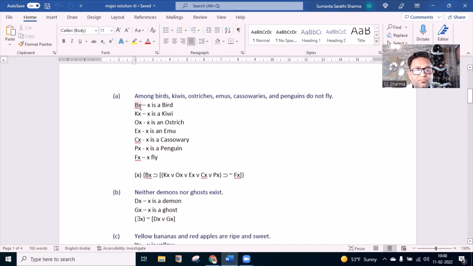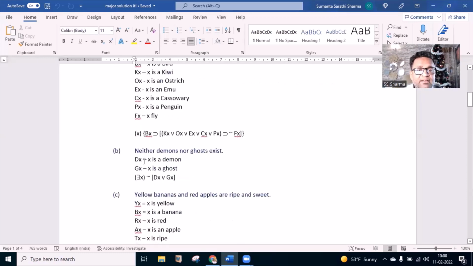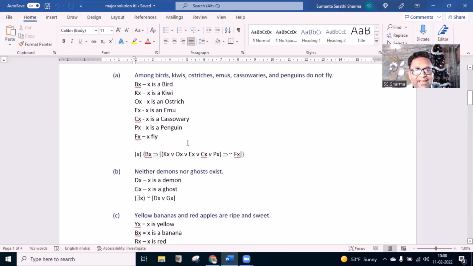So you have to make like this, bx, where x is a bird, then kx, x is a kiwi, and all these things you have made. And then the symbolization will be for all x, bx implies kx, wedge ox, wedge ex, wedge cx, wedge px, precisely because you cannot put ands over here as, say, conjunctions. Rather, this is an or kind of function, as we have already discussed in the course, implies negation of fx. That means that it cannot fly.